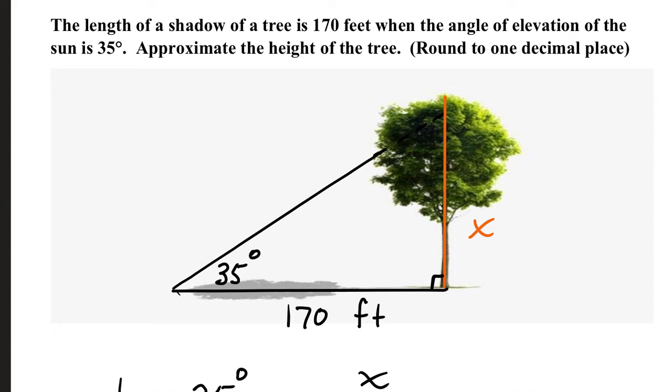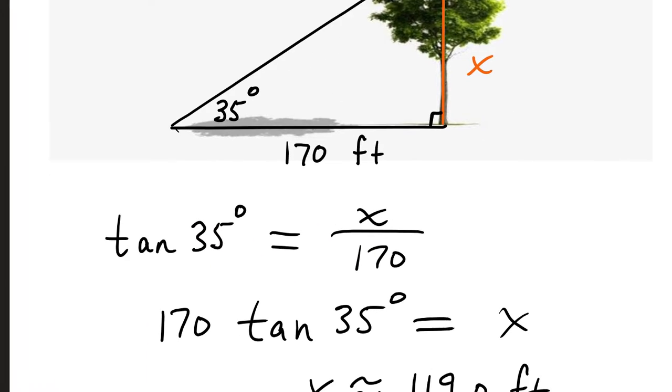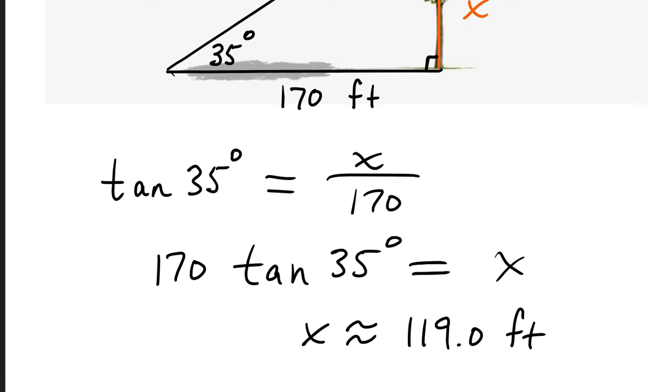If we multiply both sides by 170, then we have 170 times tangent of 35 degrees equals x, the height of the tree. Make sure you're in degree mode when you type this in, and you'll get an approximate tree height of 119 feet.